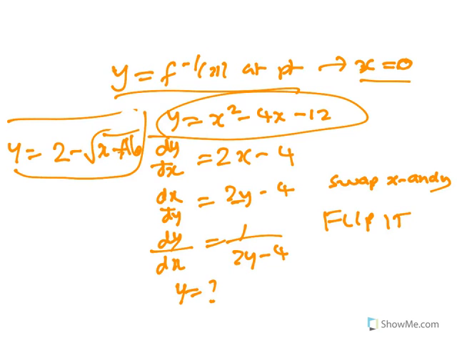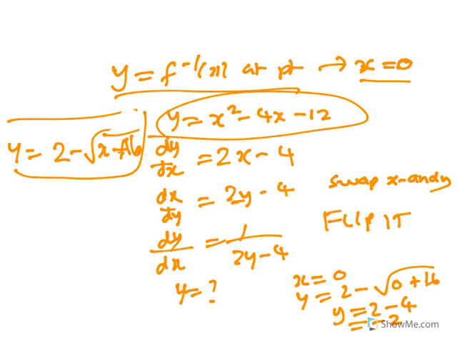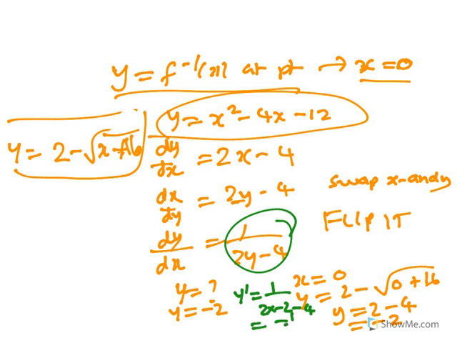So we want it when y equals what? It's actually when x equals 0. We've got y equals 2 minus root 0 plus 16. Y is 2 minus root 16, which is 4, which is minus 2. So we want it when y equals minus 2. So when y equals minus 2, the derivative would be 1 over 2 times minus 2 minus 4, which is minus 1/8. And that's the gradient on the inverse function.